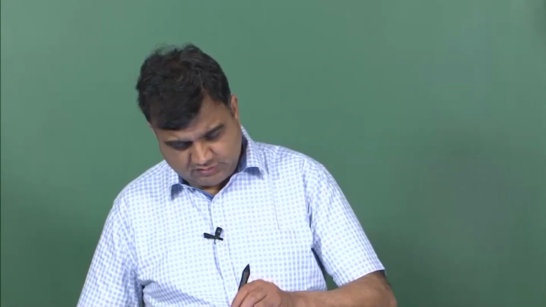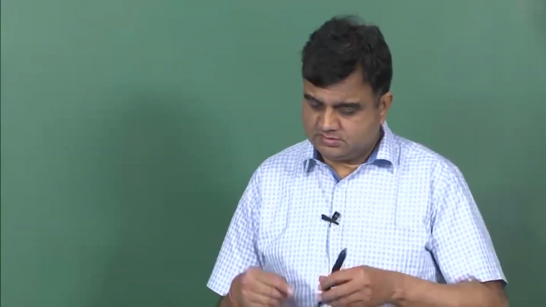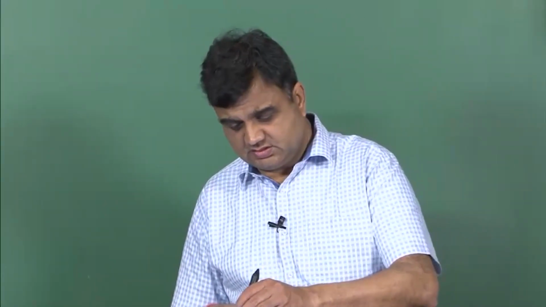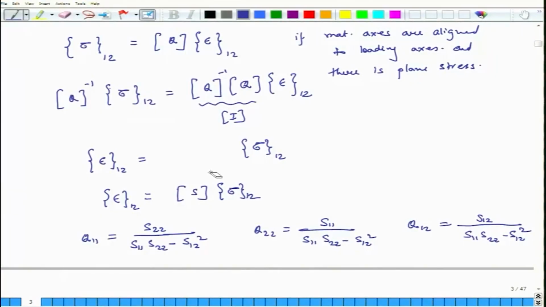So this should not be there, right. So I will just, yeah, so there is an error. So epsilon 12 is equal to Q inverse times sigma 12.